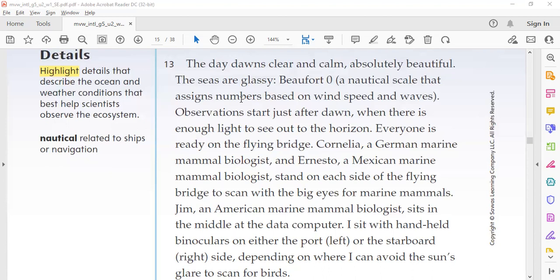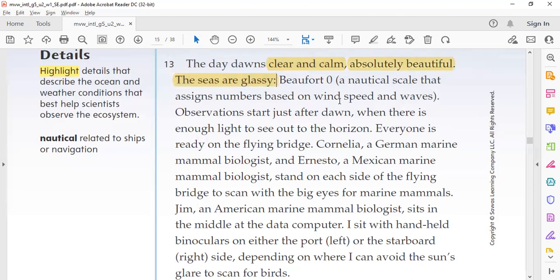The day dawns clear and calm. Clear and calm. Very good. Absolutely beautiful. The seas are glassy. Very good. It's also to describe it. So we need more.